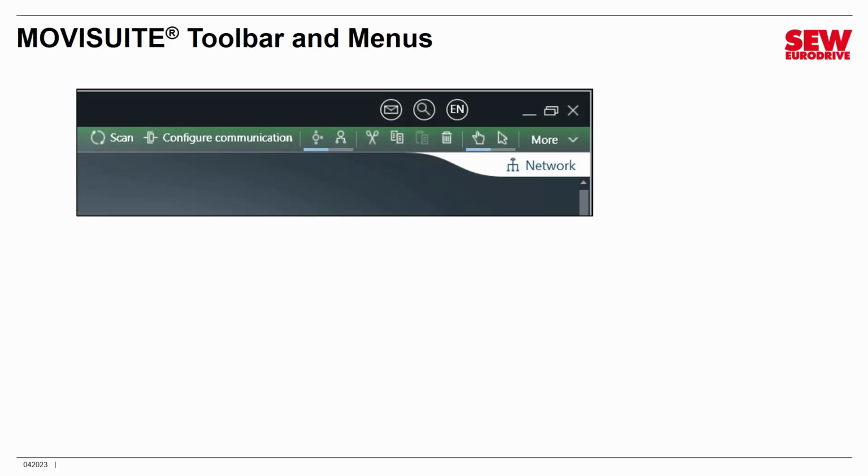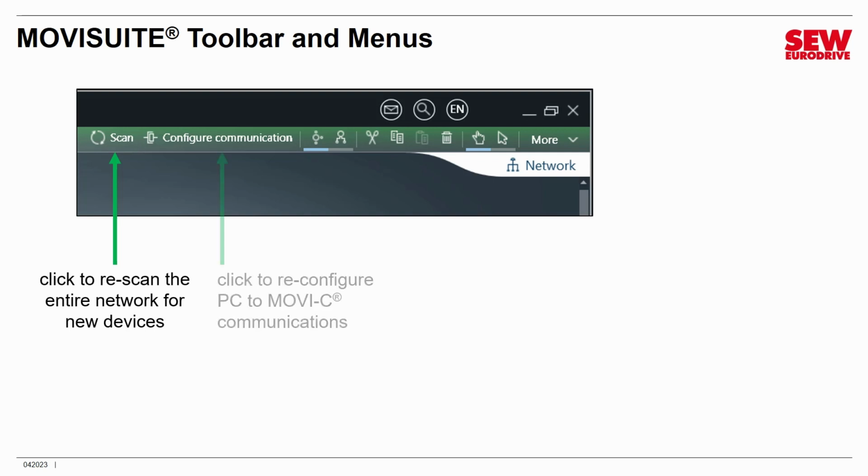MOVISUITE has a limited number of toolbars and menus. We try to avoid overloading you, so there aren't too many of them, but I do want to point out a few key ones up at the top and bottom of the screen. First of all, if you click the Scan menu, it scans the network to find out what devices are out there. Now, what it can see depends how you're connected. I told you that in the last session. You might just see one device, but if you're connected, say, by Ethernet to a controller, it'll scan the whole Ethernet network and see what devices it can find out there. So this is useful, especially if something changes. You might want to click Scan just to see what else has changed.